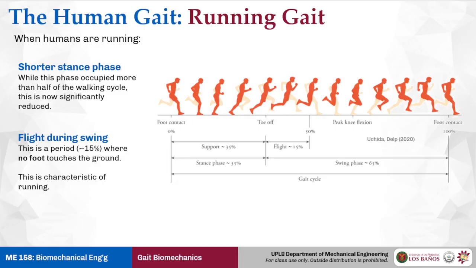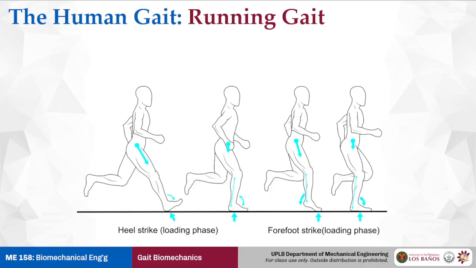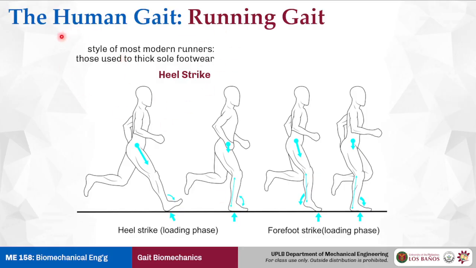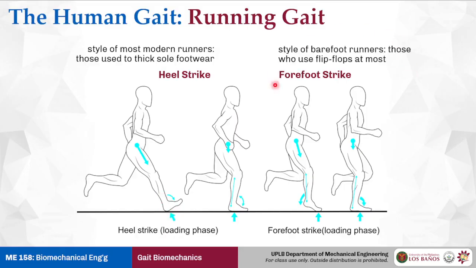Now, when it comes to the initial contact or the loading response, there are usually two forms of loading response during running. The first is the heel strike. This is what most modern runners use, and I believe this is what you usually use when you're running. You lead with your heel, and then you roll the center of pressure forward to your toe. The other one, usually used by barefoot runners, is what we call the forefoot strike. They initiate contact with the forward foot pads of their toe.